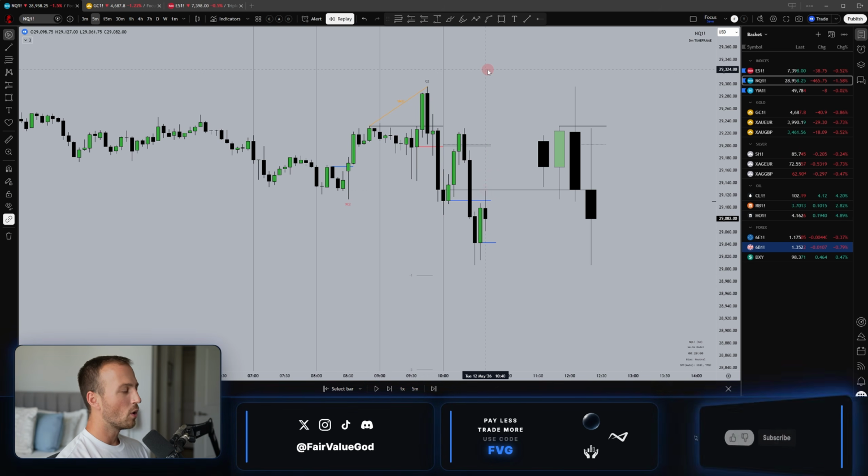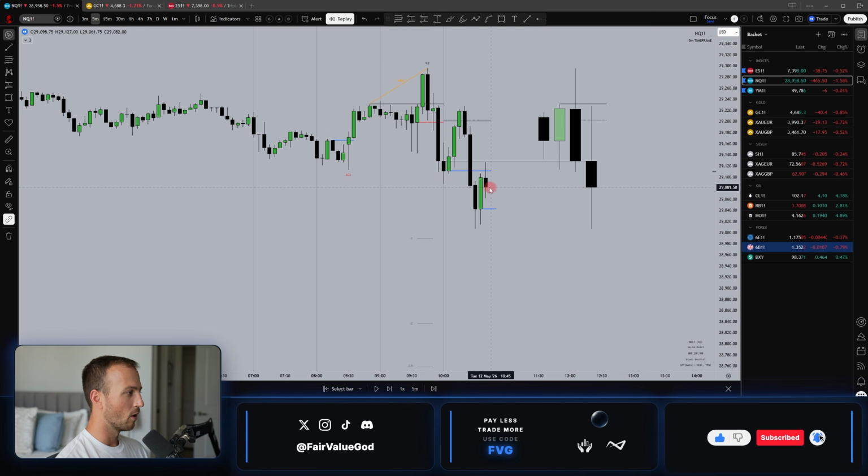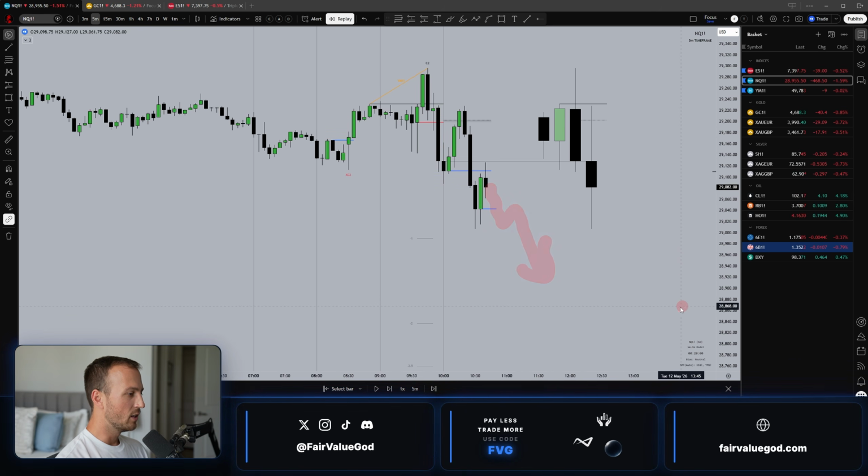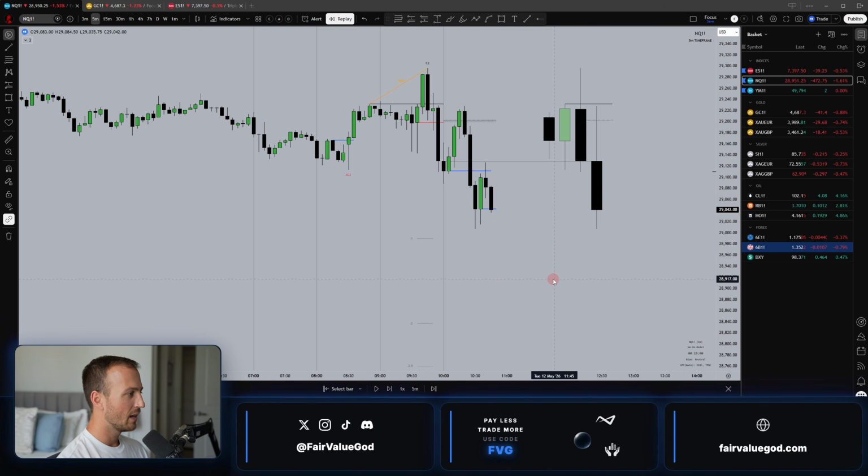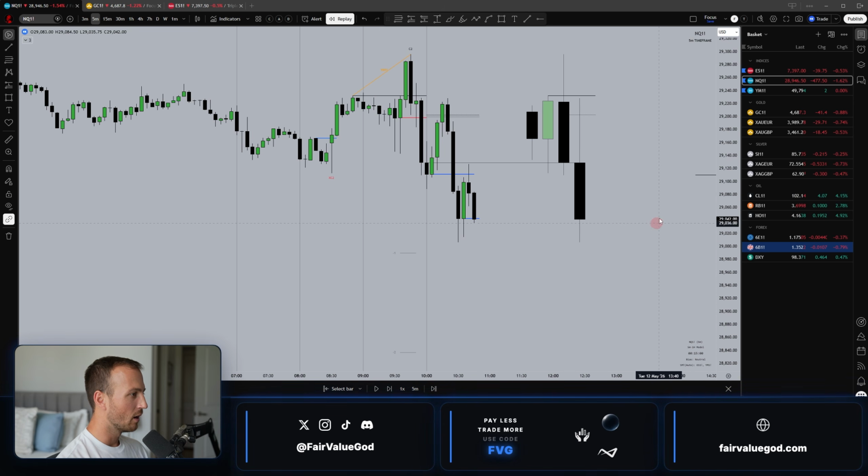So if we close below, I'm going to enter short, targeting a fixed 2R to the downside. And keep in mind the time down here. It's 10:40 in the morning. We're getting close to that 11 o'clock candle. And right here, we close below. So I just market ordered in.